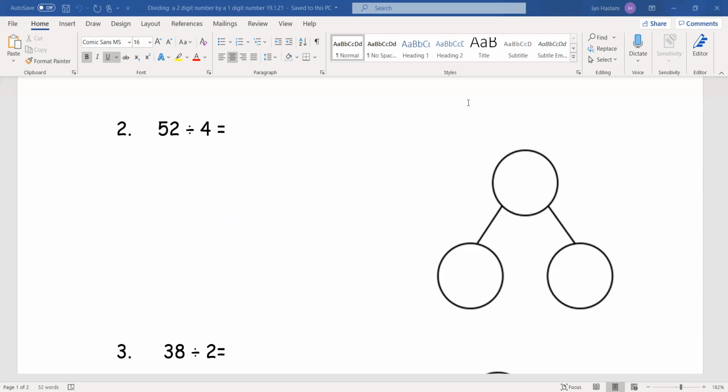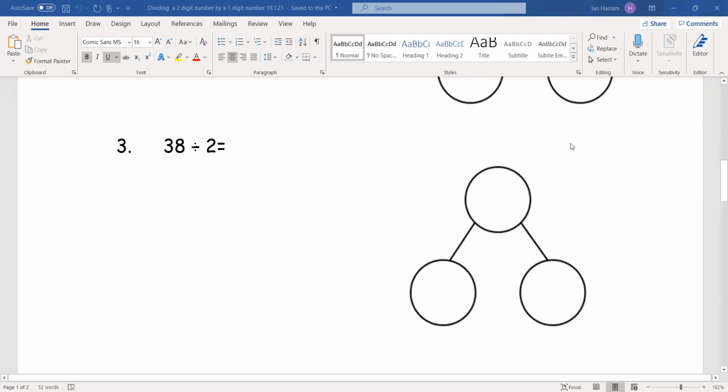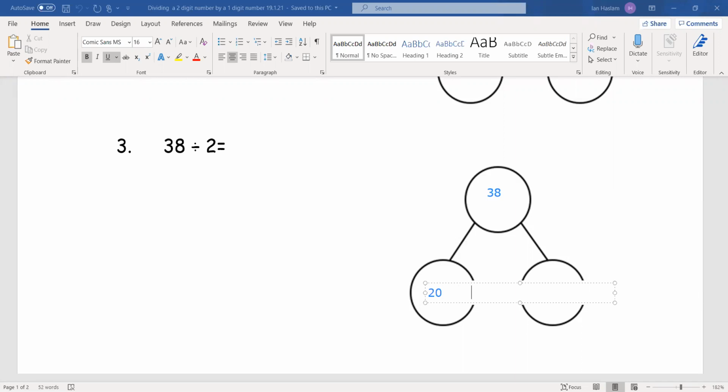Clear those drawings and have a look at the next one. 38 divided by 2. I'm going to put 38 here. And then I'm going to put 20 here. And 38 take away 20. I can count back in tens. 38 in my head, 28, 18. It leaves me with 18.